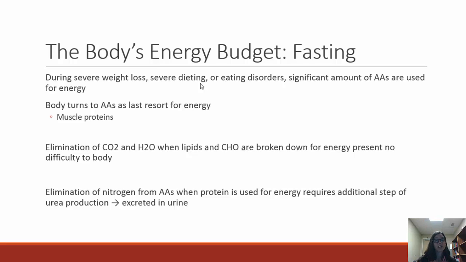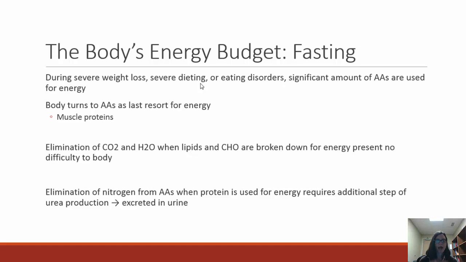Okay, so then we move into our fasting phase. This could occur during times of severe weight loss, either intentional or unintentional. It could be due to severe dieting or eating disorders, or due to illness or injury, or just lack of food in certain environments. During this stage, we haven't had an input of glucose for so long that the body has no choice but to rely on muscle proteins to provide the amino acids that can be broken down for energy.